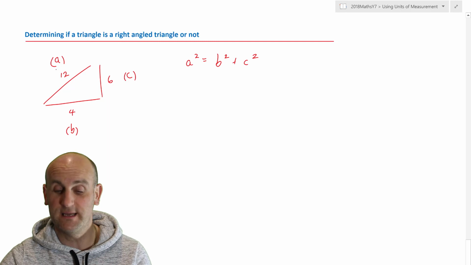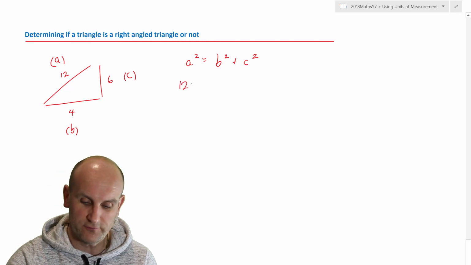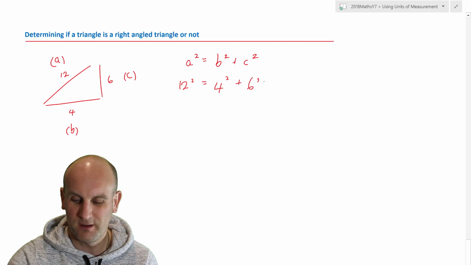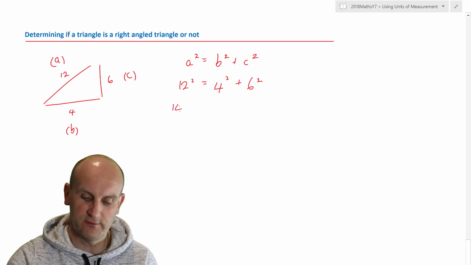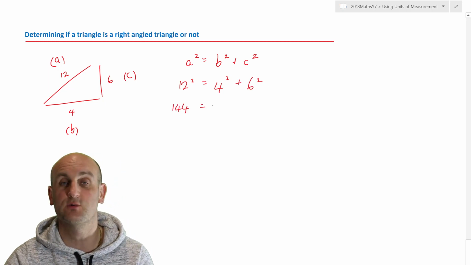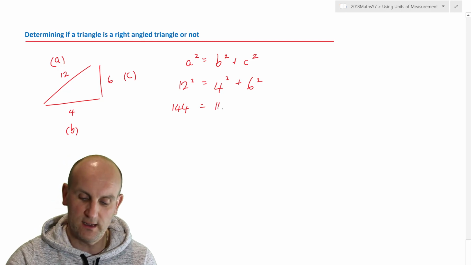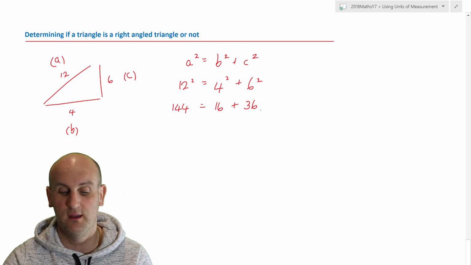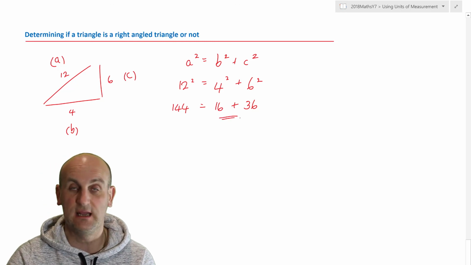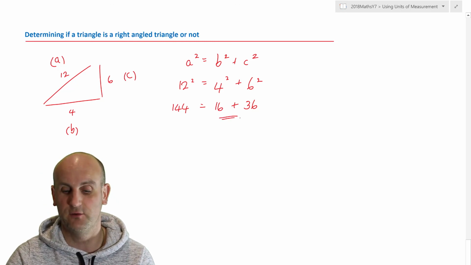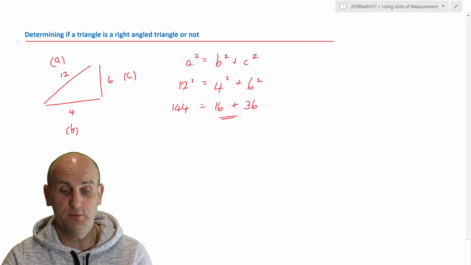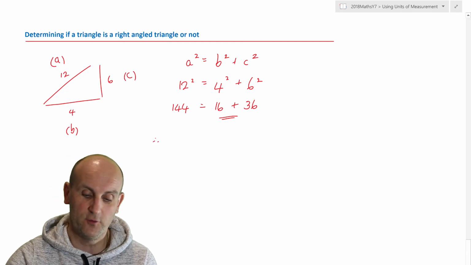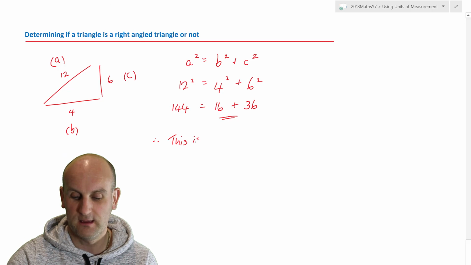For it to be a right-angled triangle, we need to know then that 12 squared is equal to 4 squared plus 6 squared. Well, 12 squared I know is 144 because 12 squared is 12 times 12. 4 squared I know is 16 and 6 squared is 36. Now, before I go too much further, there is no way that 16 plus 36 is going to give me 144. So using that simple test, I can say, therefore, this is not a right-angled triangle.